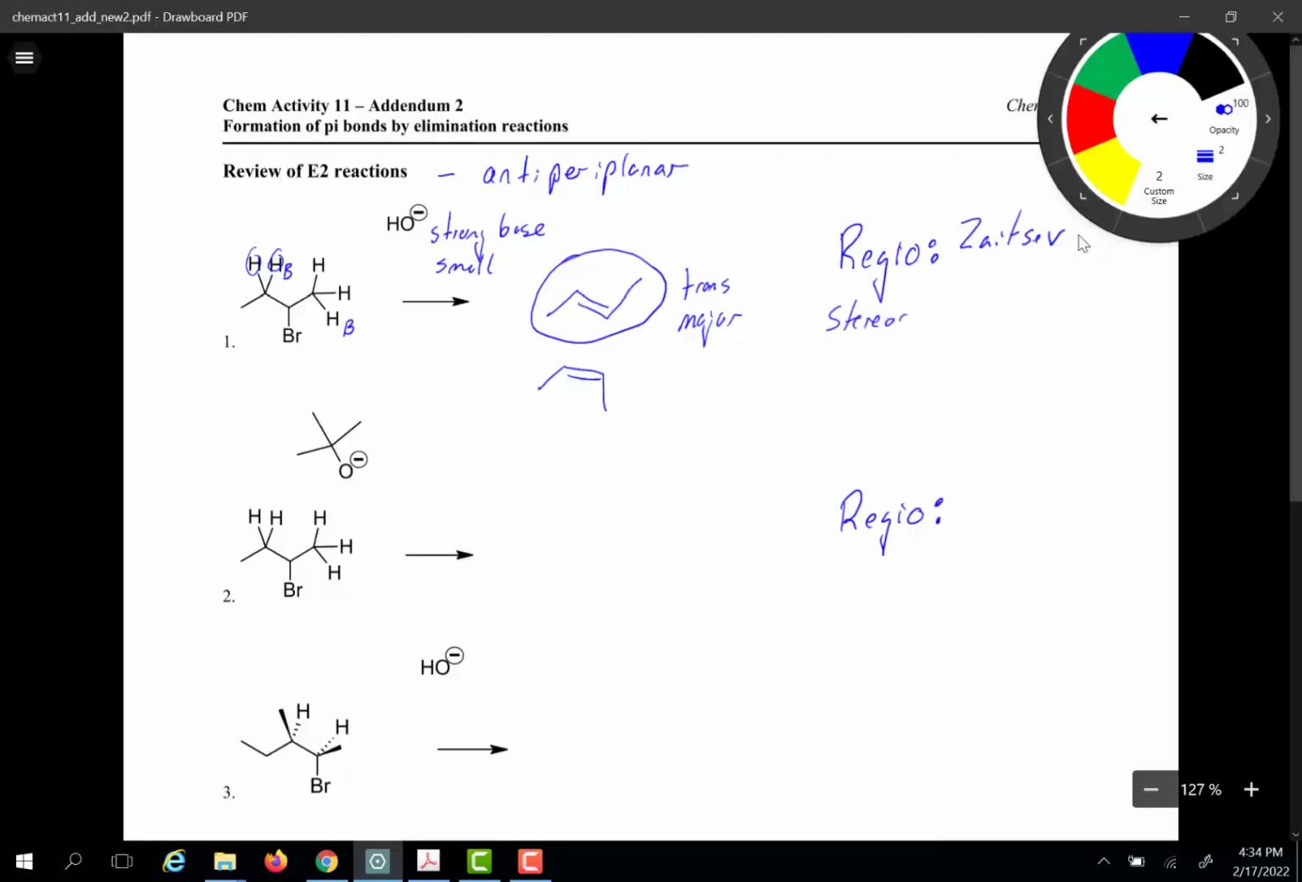stereoselectivity. So let me just write this down here, stereoselectivity, and then we can say that in this case the stereoselectivity favors the trans or the E. So these reactions have both regioselectivity as well as stereoselectivity.